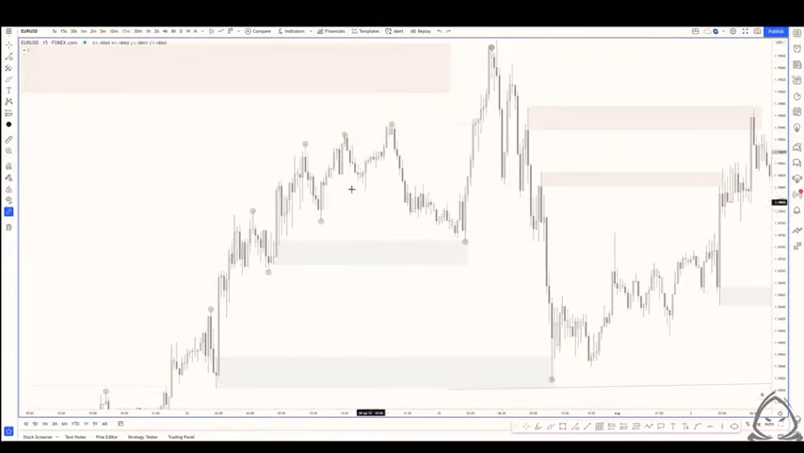And if we just compare the breaks of structure as well and the momentum that's come, we can see that this is a very large range. And we know and understand that ranges are, in theory, a collection of orders that are existing in the markets, because the market is said to be at fair value.